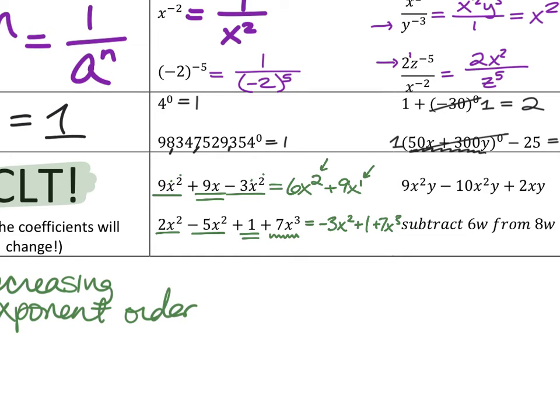This is not in decreasing exponent order, however. We need to make sure that the biggest exponent goes first. So I'm going to take the 7x cubed term, write it first, then the next smallest exponent, followed by the constant, which has an exponent of 0, because this is really like 1 times x to the 0 power, which is 1.